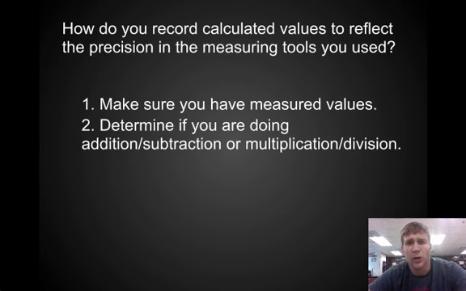When determining how to go about reflecting the precision in the values of the tools that you used, the first thing that you need to do is make sure that you have measured values, that they're not exact values. Once you've determined that they are measured values, you need to decide whether you're doing addition and subtraction or multiplication and division. So addition and subtraction uses different rules than multiplication and division does.